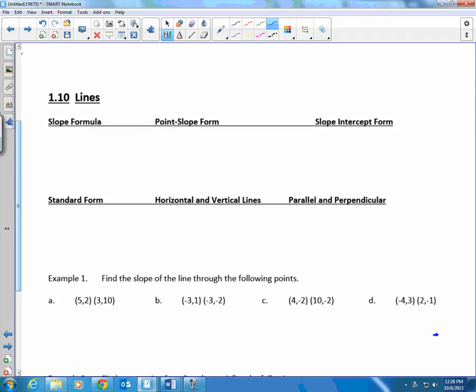Lines, slope formula. M is equal to y sub 2 minus y sub 1 over x sub 2 minus x sub 1. We're going to move pretty fast today because this is a review. That's the slope formula. There are 4 types of slope that you can get, and I will draw a little graphic organizer so that you understand.